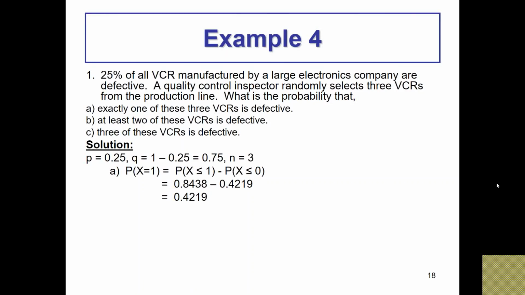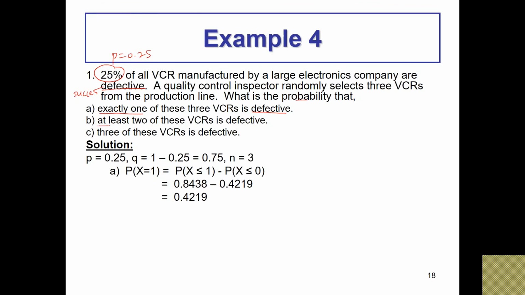Next, we look at our example 4. You are given that 25% of all these units are manufactured by the electronics company, so this is your P equals 0.25. In this case, the event here is defective, so V1 is defective, which is assumed as your success event. Now you want to find the probability when exactly 1 of the VCRs is defective.